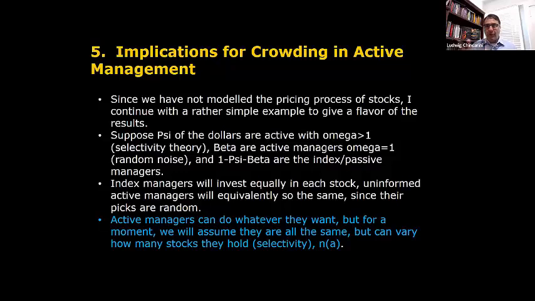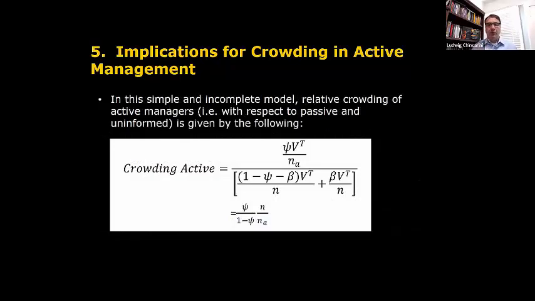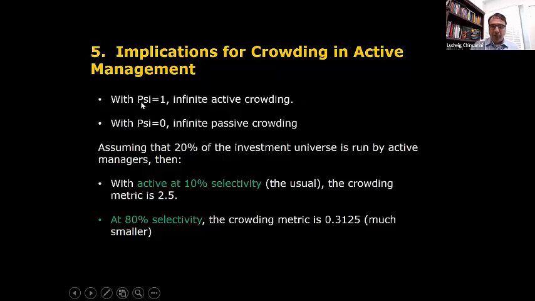So active managers, of course, in the real world, as a lot of you know, can do whatever you want. But we're going to assume for a moment that they are all the same. In other words, they have the same information, they behave the same way, and the only thing they can pick is how many stocks they hold of the universe. Okay, that's the only choice they have. If you do that, it turns out, and I'm happy to share the more details with someone, but I jumped right to it, it turns out that the active crowding is given by this ratio right here. Okay, and so I'm going to do an example of what that means, and perhaps it's fairly obvious. With psi equals 1, so psi equals 1 means you have all active managers, okay? You'll have infinite active crowding, and that's quite obvious. With psi equals 0, you'll have infinite passive crowding. Okay, so it's the other side.